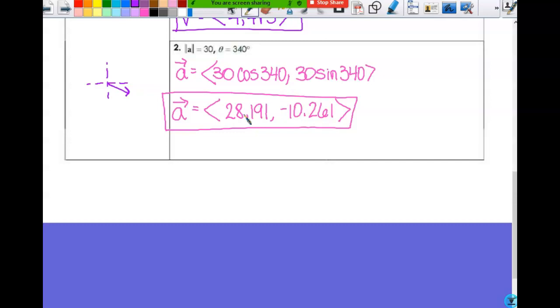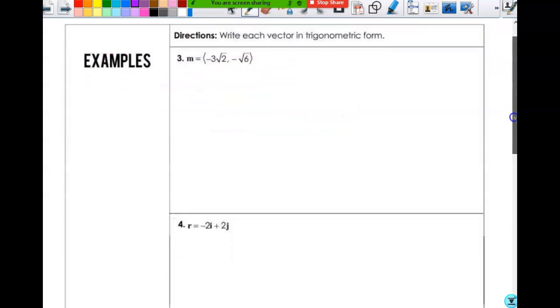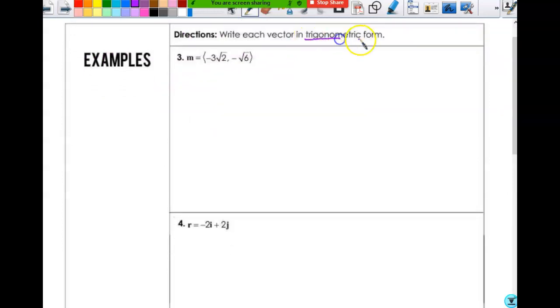All right, we're going to look at going the opposite way then. It says, write each vector in trigonometric form. So here, I have it in component form. I want it in trigonometric form. In order for me to get it into trigonometric form, the two things I need are the magnitude and the angle, because I don't know those. But I can get those from the component form just like we did the other day.